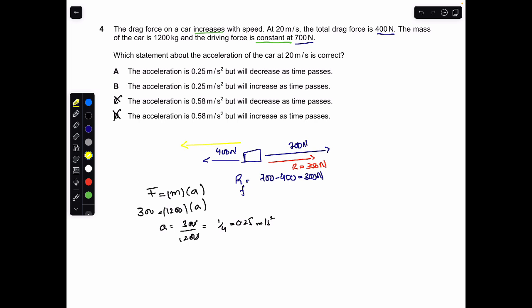Obviously, if the backward force is going to increase, that's going to decrease the resultant force, because the forward force is constant at 700 newtons. Let's say the drag force increases to 500, so you're going to get 200 newtons. So you see, as the drag force, which is the backward force, increases, the resultant force is going to decrease as well. And we know that force is directly proportional to acceleration, hence A is the correct answer: the acceleration is 0.25 meters per second squared, but it will decrease as time passes.